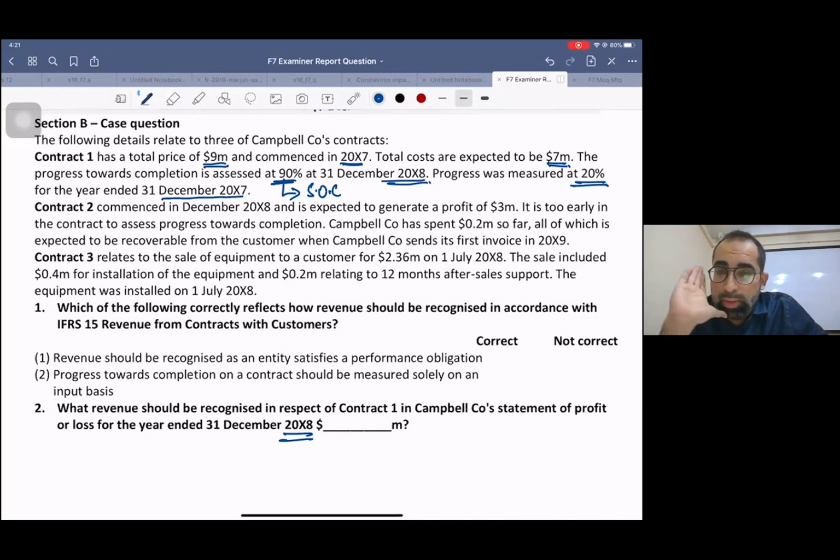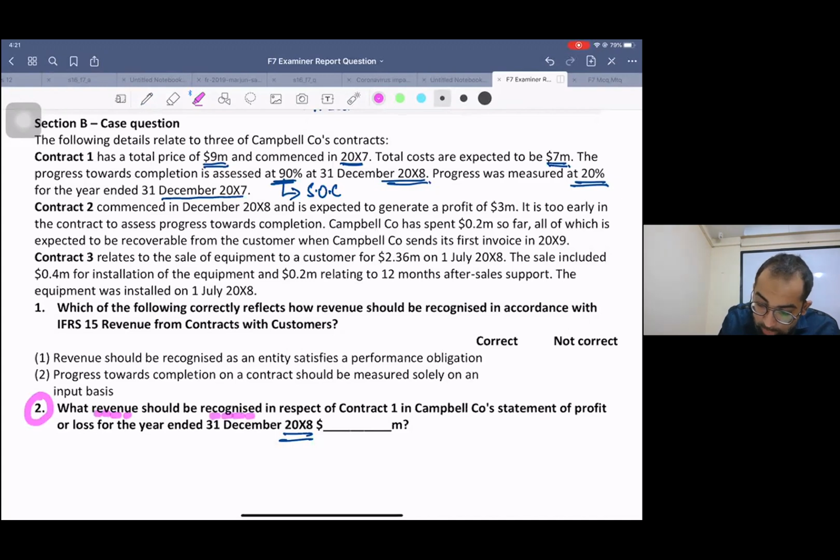Now, the examiner also wrote comments on this, about what mistakes students made. I know first we should do question number 1, but I'm starting with question number 2. Read this. What revenue should be recognized? Open your eyes. They are not asking for profit. They are asking for revenue. The examiner openly wrote this comment: some students gave an answer for profit. Where did they ask for profit? They are asking for revenue, so please deal with revenue only. No need to discuss profit now.